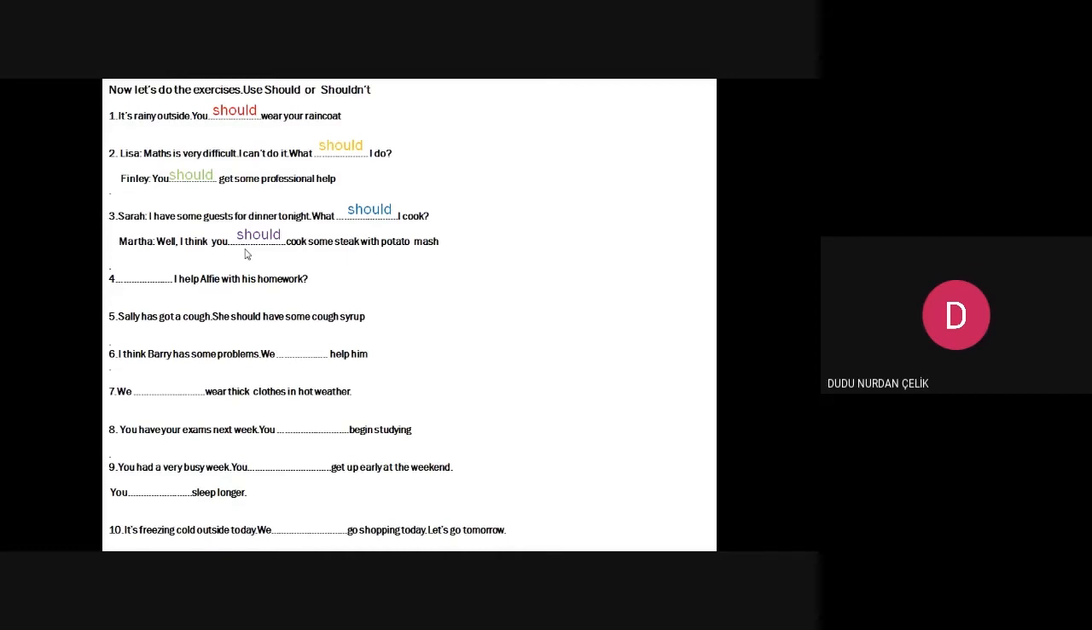Yes, try the fourth one now. You can do it. It's a question. Of course, we begin with should. Should I help Alfie with his homework? This is a yes-no question. And when we ask a yes-no question, we begin with the modal verb should. Should I help Alfie with his homework? Maybe you should or not. You can do it.